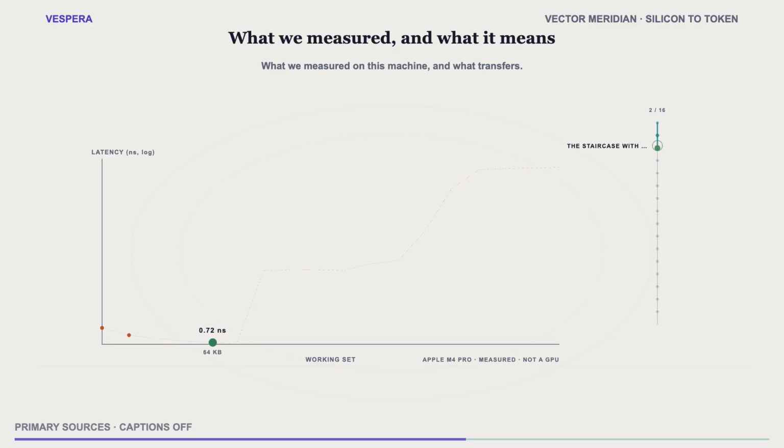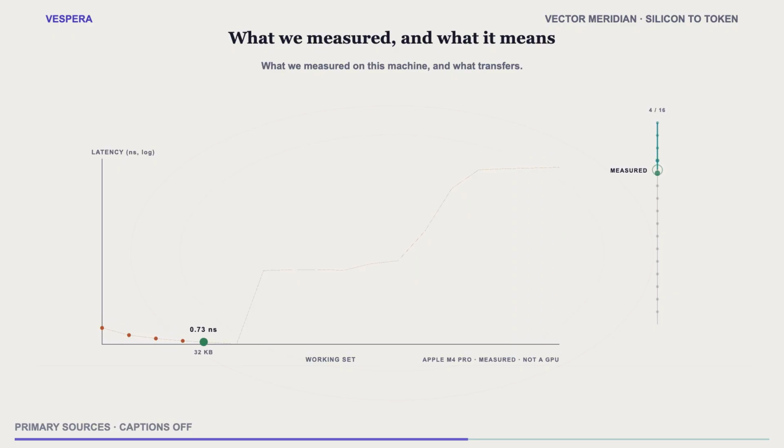Here's what we did, because method determines whether a number means anything. For latency, we used a pointer chase, a randomly permuted cycle through a buffer, where each load's address comes from the previous load's result. That dependency is the point. The processor cannot overlap the accesses or prefetch ahead because it does not know the next address until the current load returns. The time per step is therefore the genuine access latency, not the throughput of a pipelined stream.